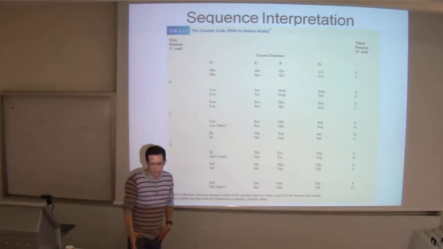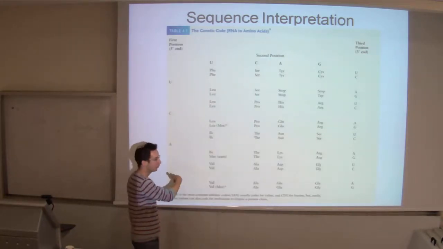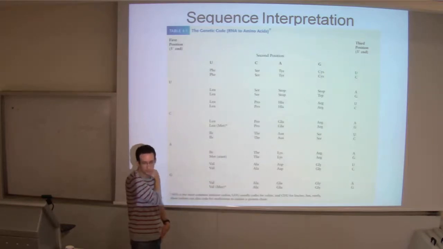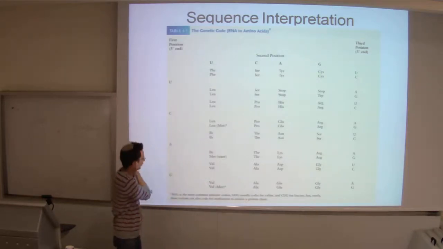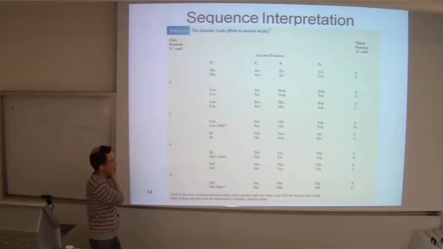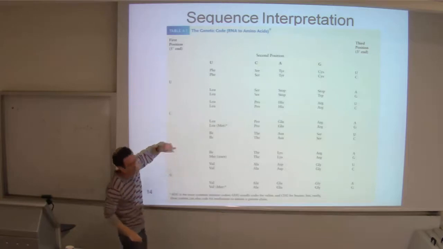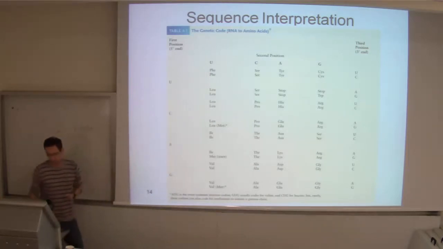First of all, it's degenerate to some extent, because you have 64 possible combinations of triplets, 4 times 4 times 4, and only 20 amino acids that exist. And that is because some codons, some triplets, code for the same amino acid. For instance, UUC, these 2 and these 2 code for the same amino acid, in this case serine.